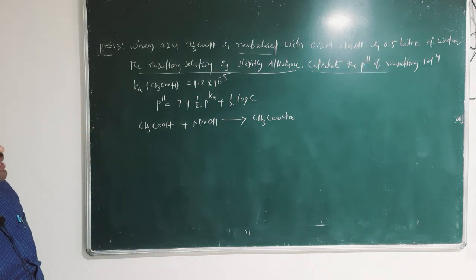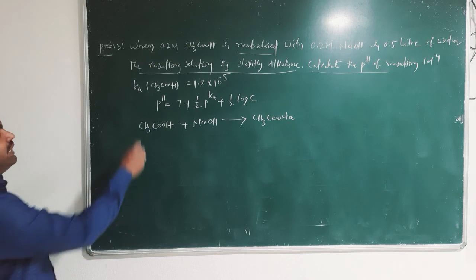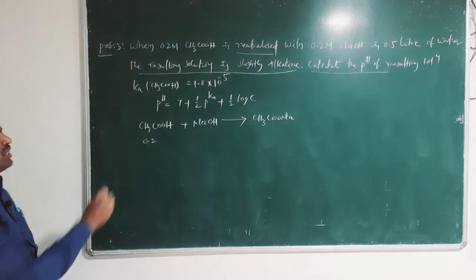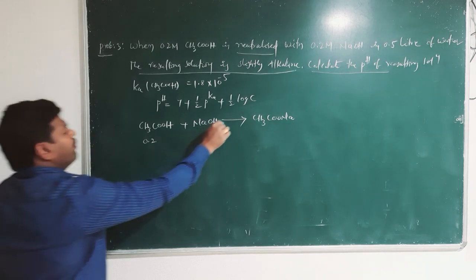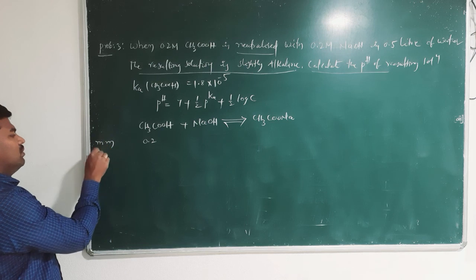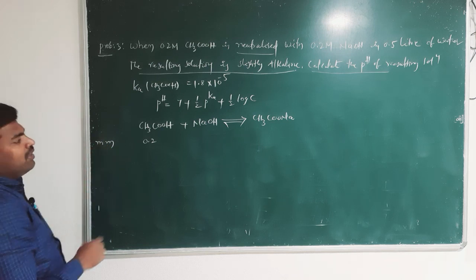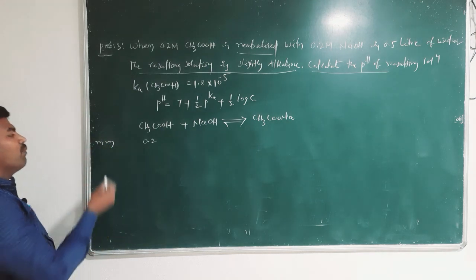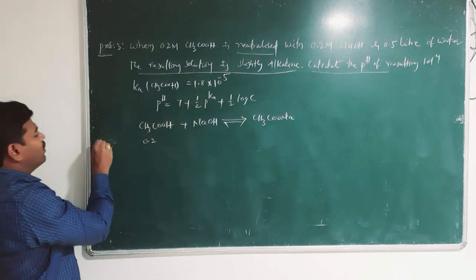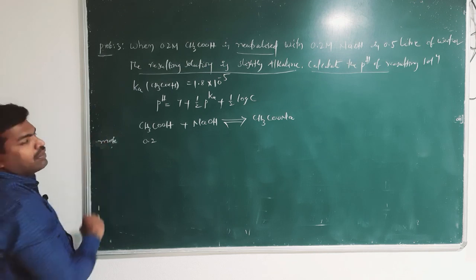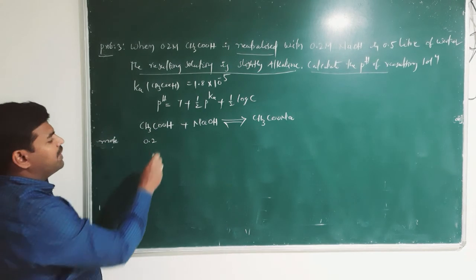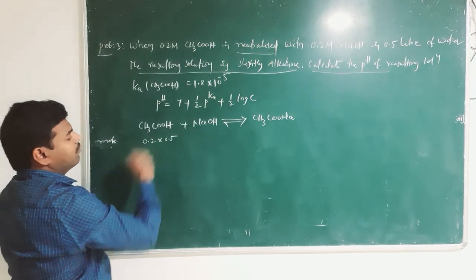CH3COONa. Okay, so here the acetic acid is 0.2 molar, and we need the millimoles before the equilibrium. How can we calculate the millimoles or moles? They gave the volume in liters, so we can calculate the moles. Moles is molarity into volume in liters, 0.5.